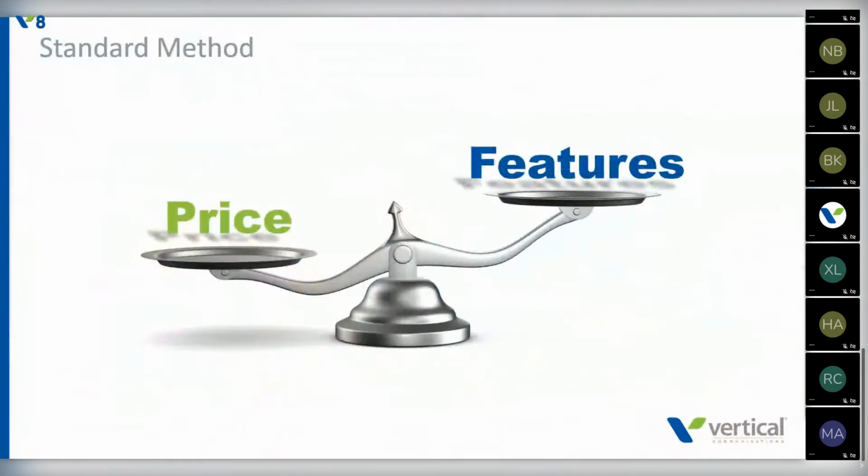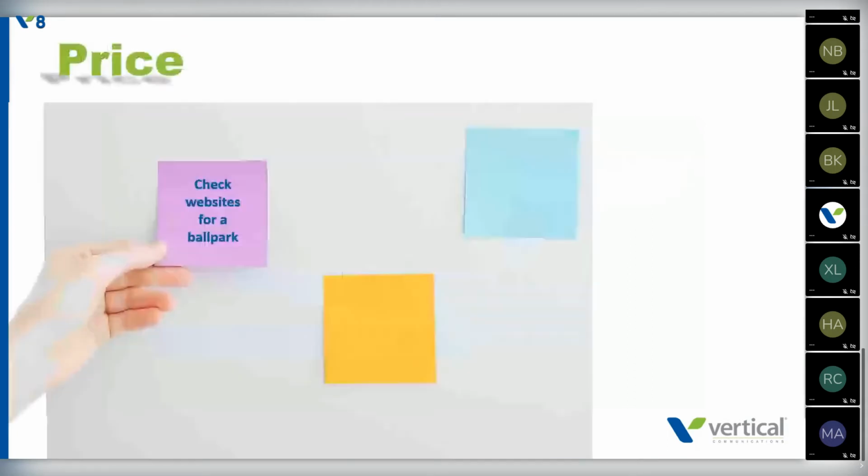So let's talk about the way most people start out, which is just, hey, look, here are the features and here's the price, and I want the cheapest price and the best features, and they combine that. And you can do that. Let's talk about how you can do that more efficiently and effectively, just to start out. First, you can check websites for a ballpark price. One of the good things about cloud services is most of them have bowed to the pressure of what the audience wants, and they put out their prices on their website.